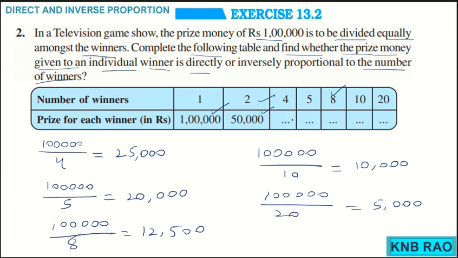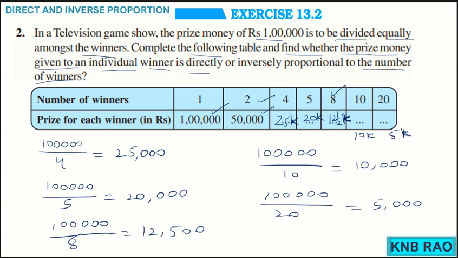So this is the table where for 4 members 25,000, I am writing K, for 5 members 20,000, for 8 members 12,500, I am writing K, instead of 1000 I am writing kilo. For 10 members 10K, for 20 members 5K, 5,000 will be given.